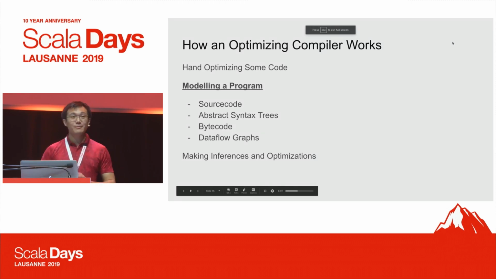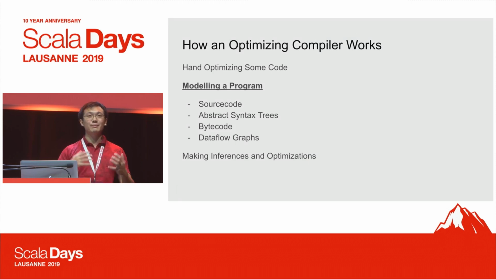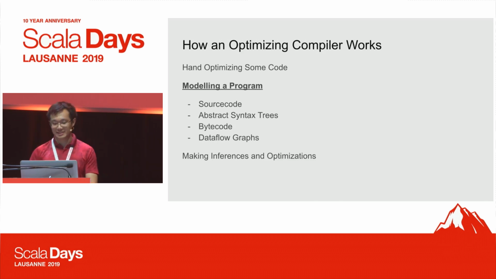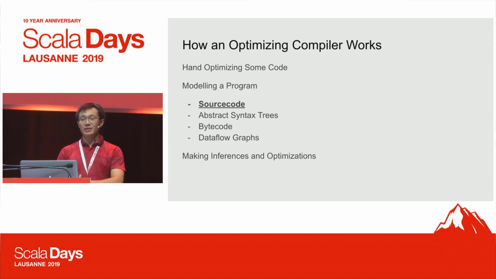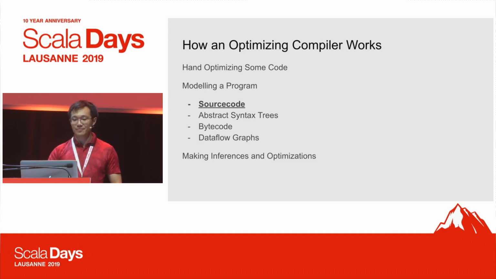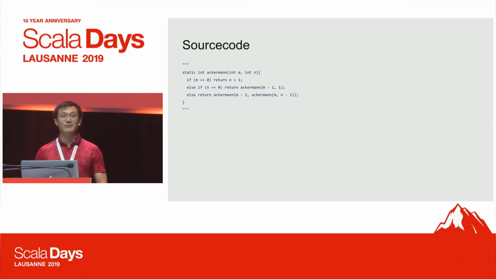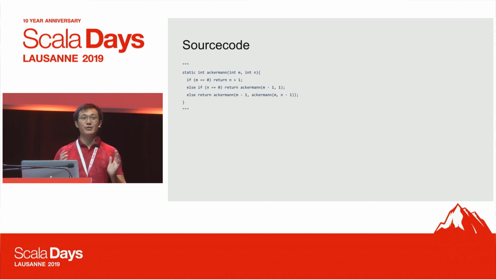Okay, so in order to answer that question, first I'm going to go into how we model the program inside the optimizer before I talk about how I use that model in order to make inferences and thus optimizations. So there are many ways of modeling a program. Perhaps the one that most people will be familiar with is as source code. So here's the Ackermann function we saw earlier as source code. Source code should be familiar to most of you. That's what you write, that's what you read, that's what you code review.